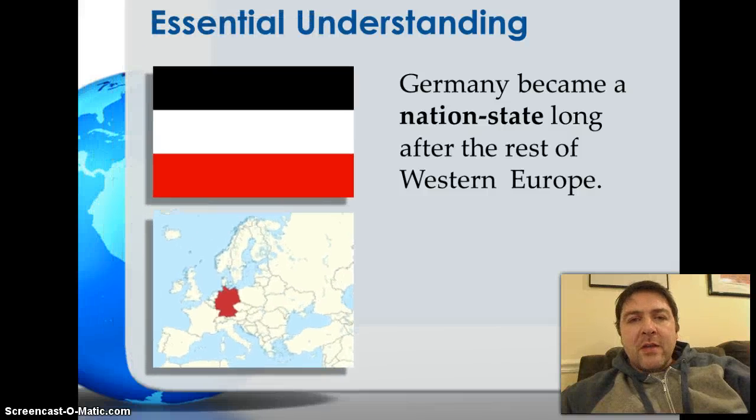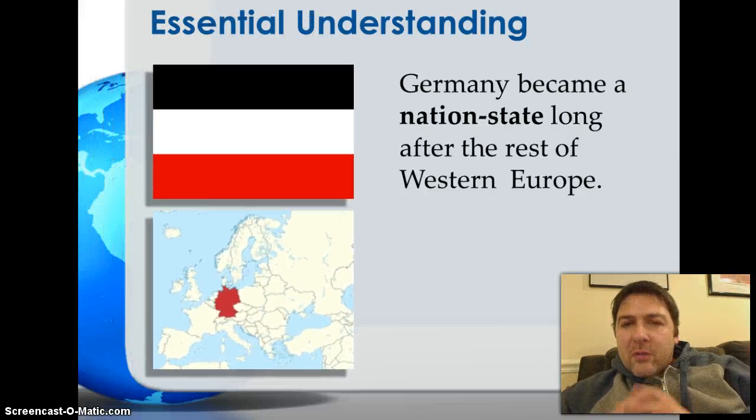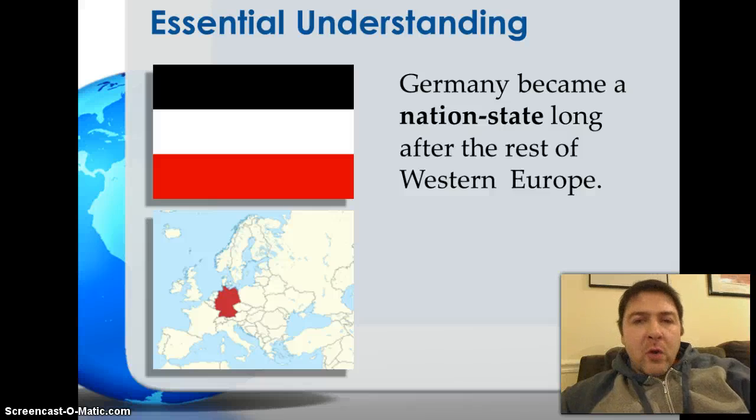Some essential understanding to help us with this question is the Germany that we know today is a relatively recent development. Germany becomes a nation state long after much of the rest of Western Europe. Countries like Spain, France, England, those have been countries for many, many centuries. Germany, though, is a fairly recent development. You wouldn't see Germany on a map 500 years ago the same way as you would see Spain, France, England.